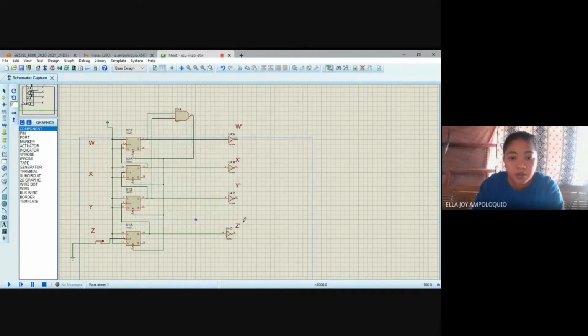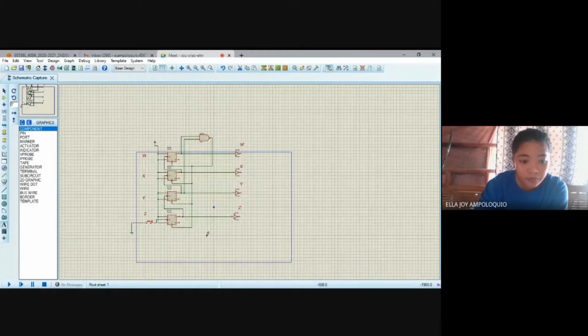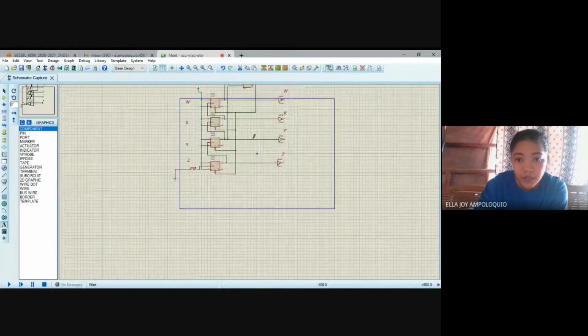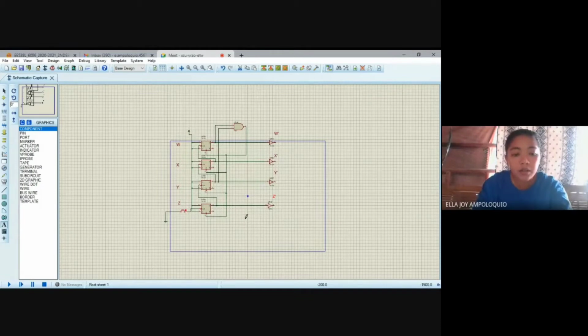So I think it's okay now that all the flip-flops are connected to the inverters. By the way, the purpose of flip-flops is to store the binary.